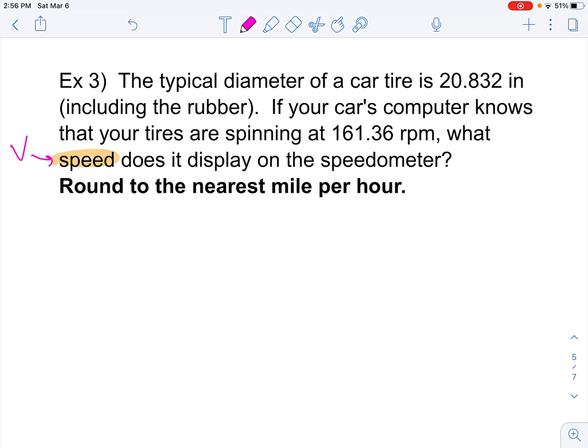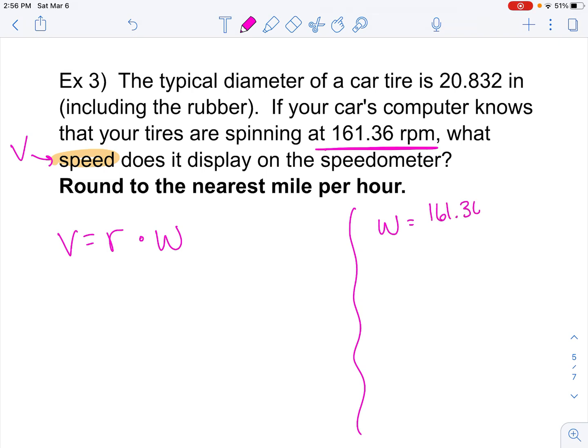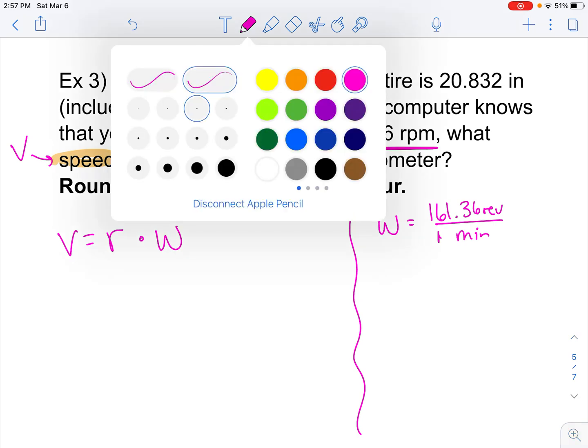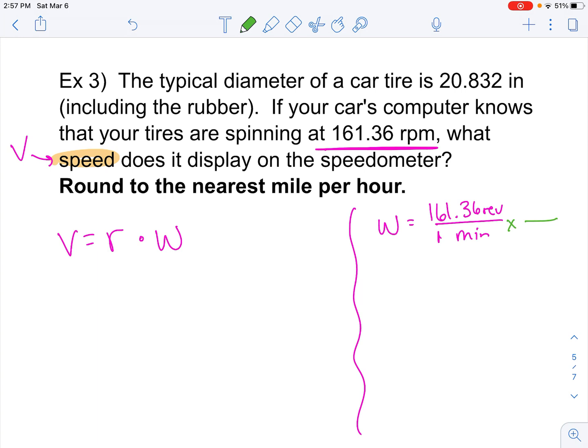So I know that we're looking for our linear speed. We're looking for V. However, it does tell us that our tires are spinning 161.36 rotations or revolutions per minute. So eventually I'm going to have to do the radius times the angular speed. But before I do that, I've got to figure out my angular speed. So it tells me that it's going 161.36 revolutions per minute, right? So in 1 minute, it goes around 161.36 times. However, our omega has got to be in radians per minute.